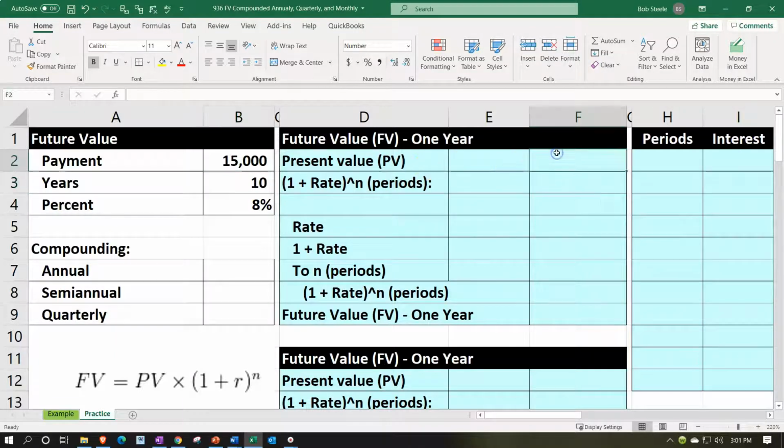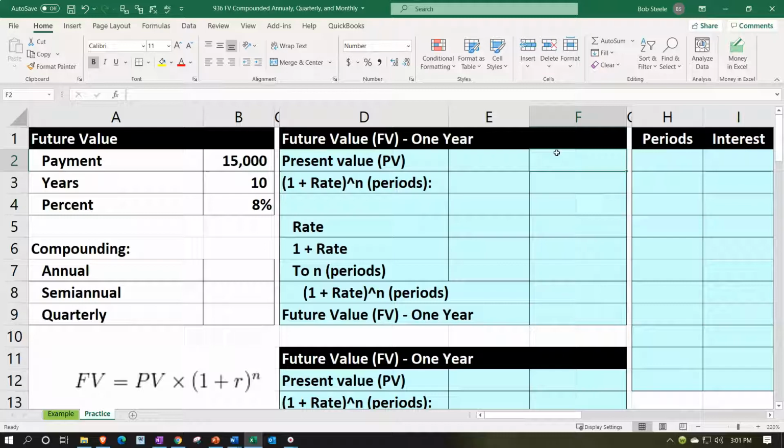Let's do the annual one first. That will be the one we've seen before, which will be the more straightforward one where we can simply use the periods of 10 years and 8% versus then next time semi-annual, where those things will have to be adjusted, as well as quarterly, where those things will have to be adjusted.